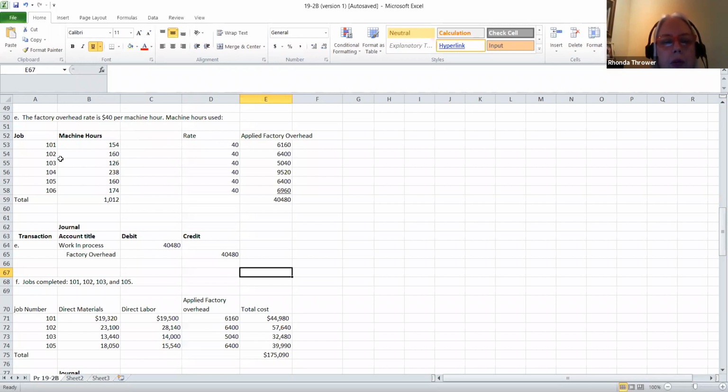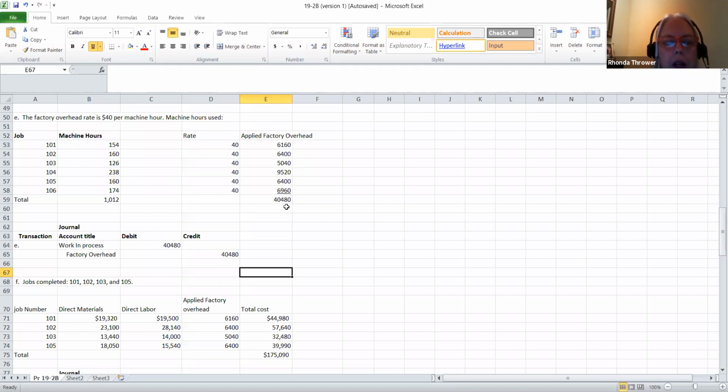You're going to do this for each one of the jobs. Take the machine hours and multiply it by the rate to come up with the factory overhead that would be applied to each one of these jobs. So you're just multiplying to get the applied factory overhead amount. Then what I did was I totaled all the applied factory overhead for this period of time.